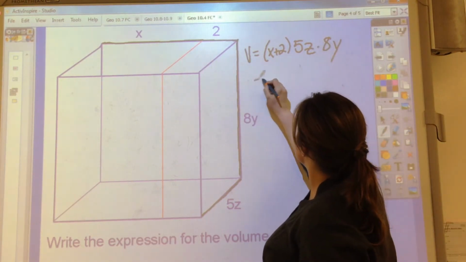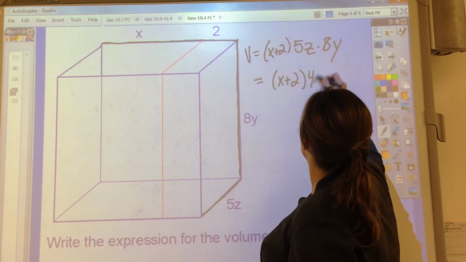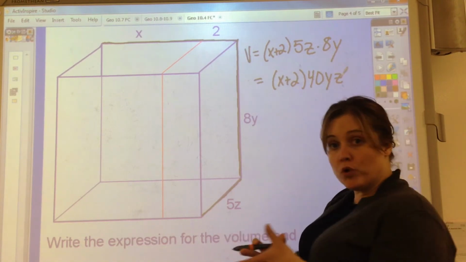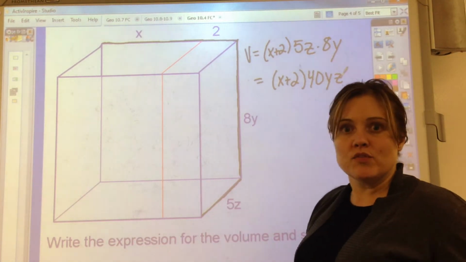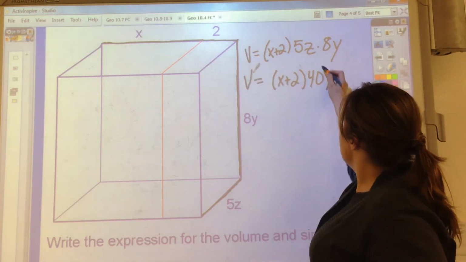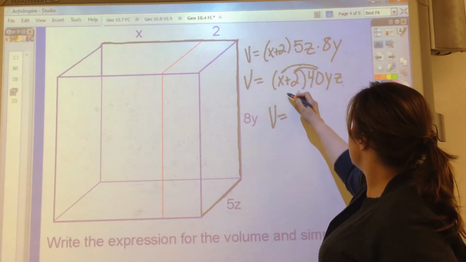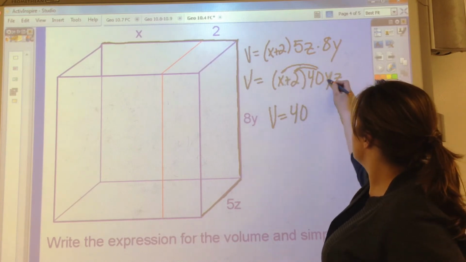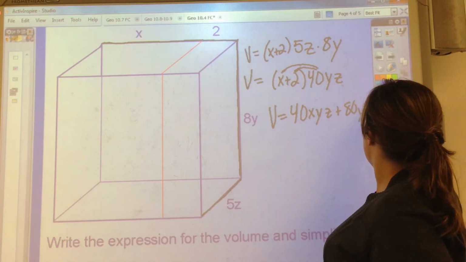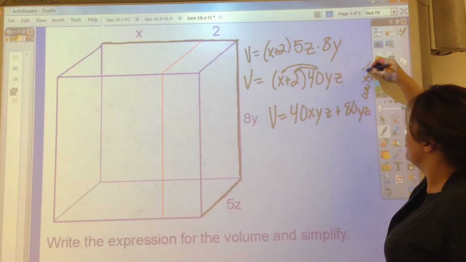So let's multiply these two things together, and I get x plus 2 times 40yz, or zy. It really doesn't matter which order we write them in, because 3 times 4 equals 4 times 3. Order really doesn't matter with multiplication. Now I'm going to distribute this through to each term. And in my first term, I'm going to have 40xyz plus 80yz. And finally, I need to remember my units are units cubed.